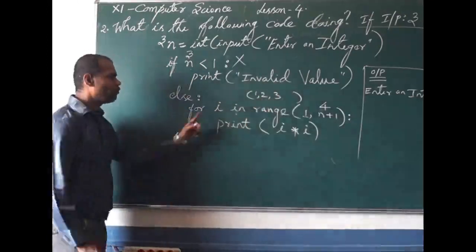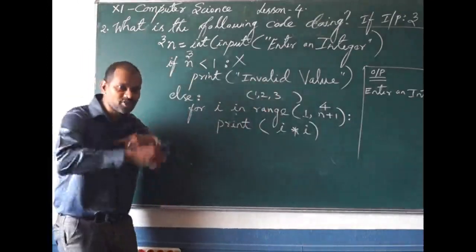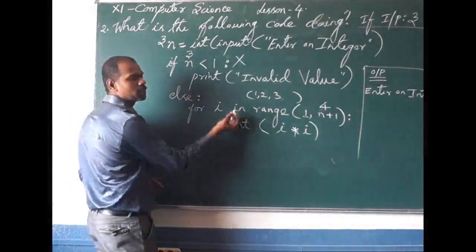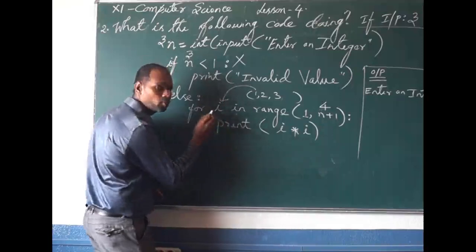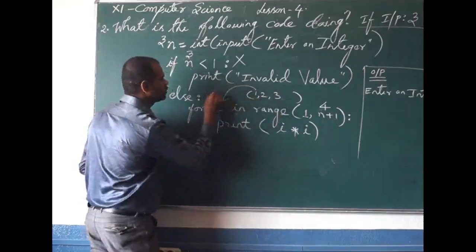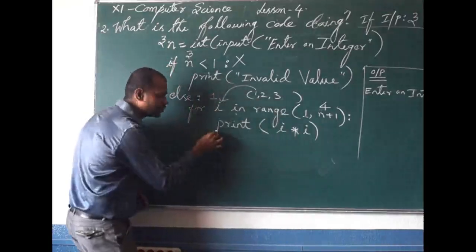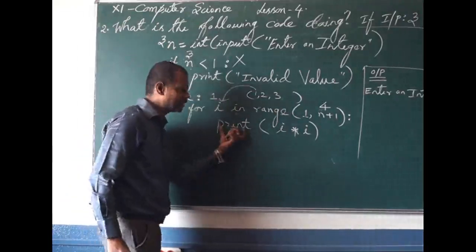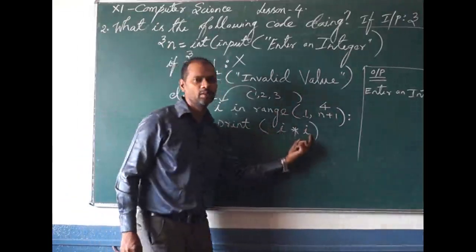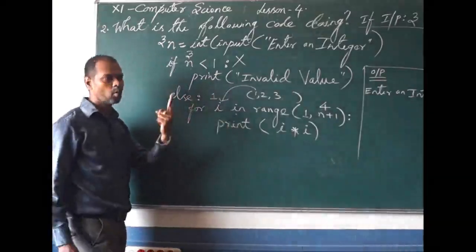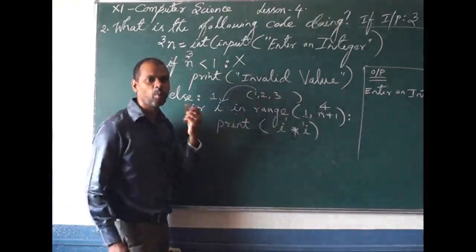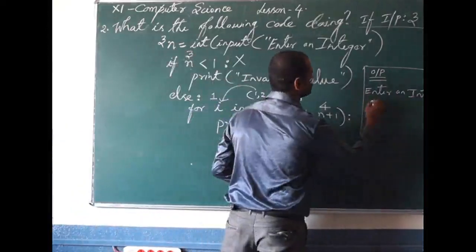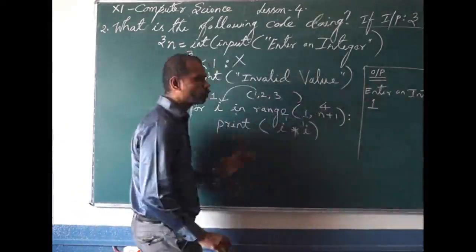For the first round, what is the value of i? This one. It will come inside and print i star i. What is the value of i? 1. That means 1 star 1. Very good, brilliant. So 1 star 1, so 1 will be printed.